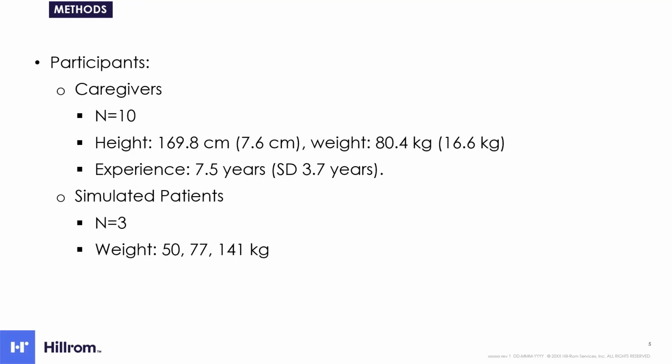So in this study, we recruited 10 experienced caregivers, mainly nurses or nursing assistants. They have at least 2 years of experience working in a position where they regularly reposition patients. Those who had an injury in their upper extremity or torso were excluded. The experimental protocol was approved by a local IRB office. Besides the caregivers, we also recruited 3 simulated patients. They were very different in their body weight.